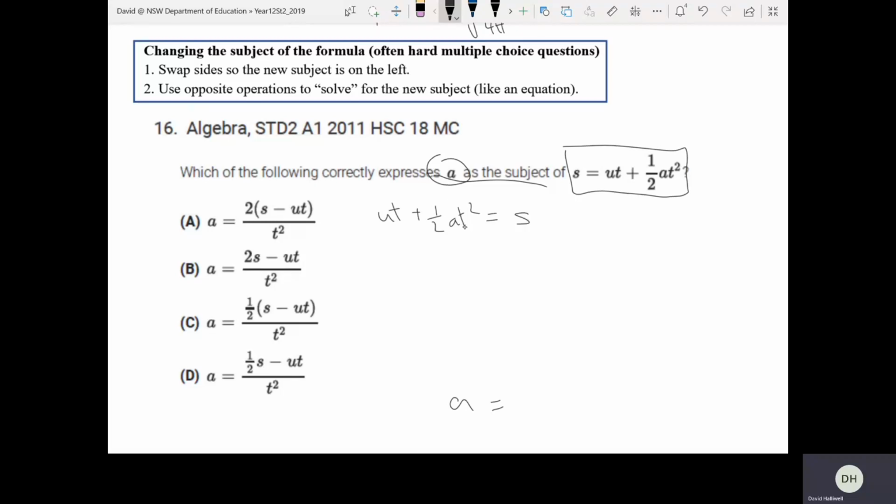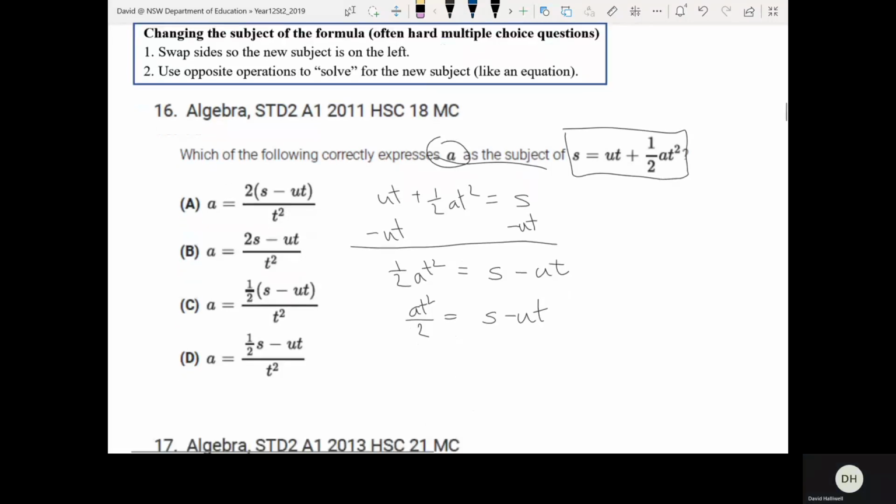Okay, now I want to isolate A, so everything far away from A needs to move. Okay, so firstly, there's a whole other term here, ut, that's got to go. So in order to remove that, I'm going to minus ut from both sides. So by doing that, I get half at squared equals s minus ut. All right, now we need to start working on fixing this up. Now a half times by one term, that's the same as at squared over 2.